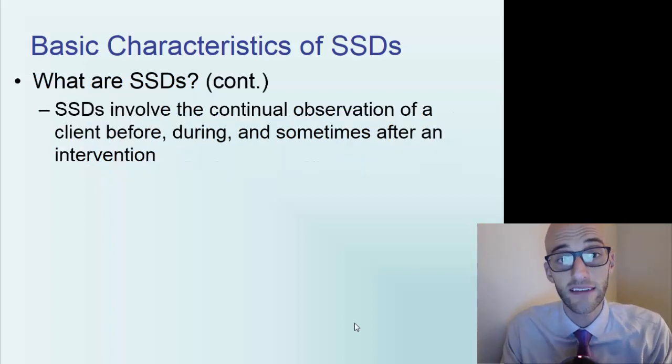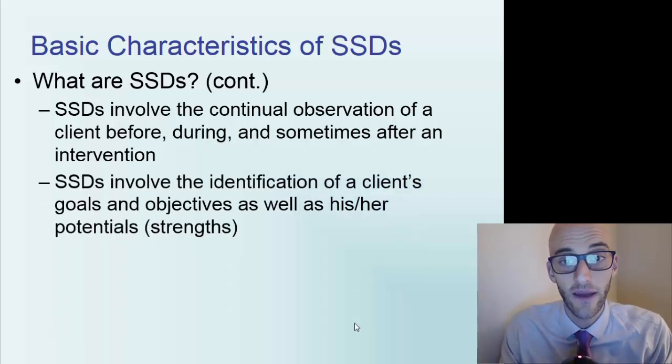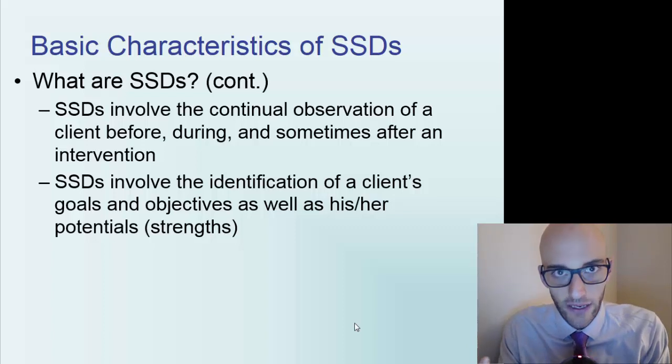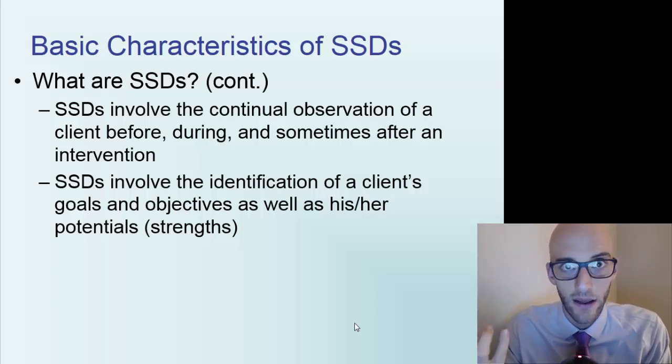Within single system design, it involves continually observing a client before, during, and sometimes even after an intervention within a maintenance phase. Single system designs involve identification of a client's goals and objectives, as well as his or her potential strengths. A lot of times we look at things from a deficit-based model of what the problem is, and we spend a lot of time talking about the problem. But I think it's also important to spend some good time identifying what the client's strengths are and what their motivations are and where that all lies.